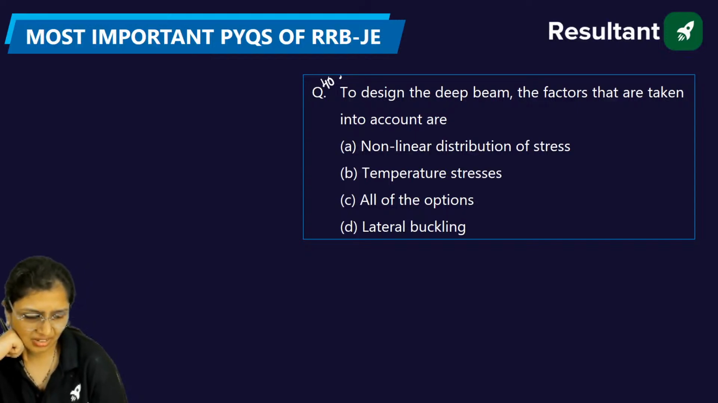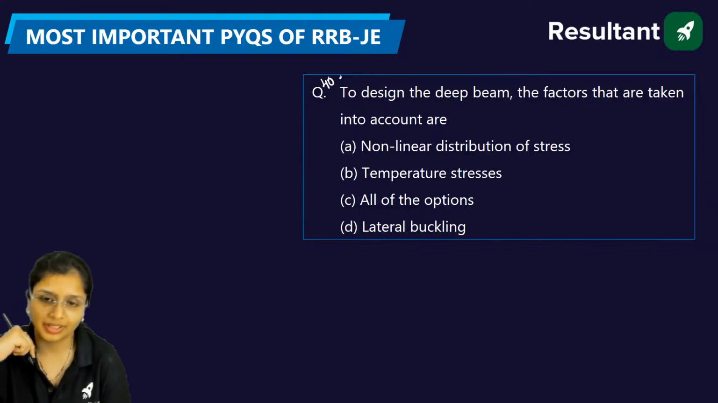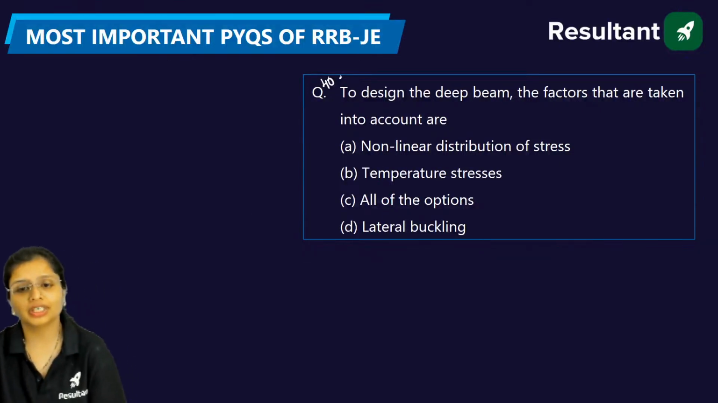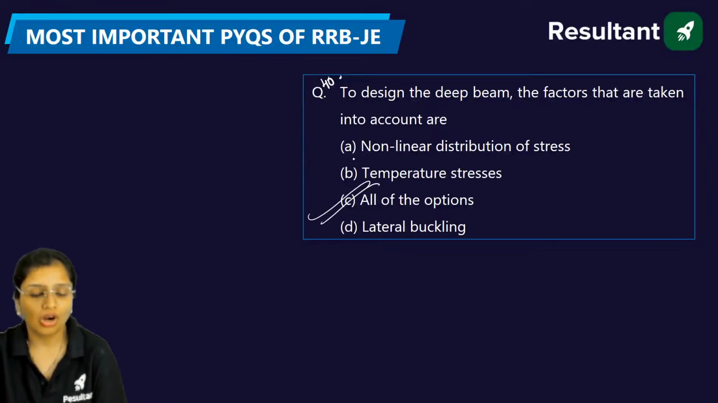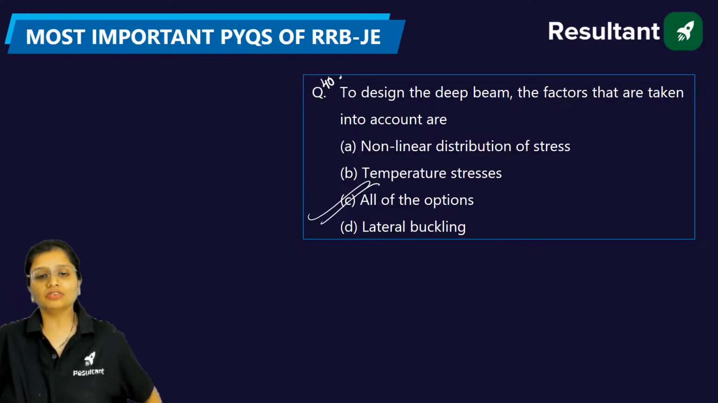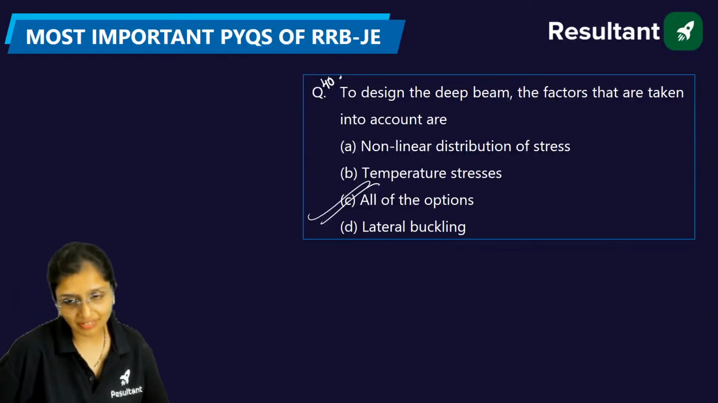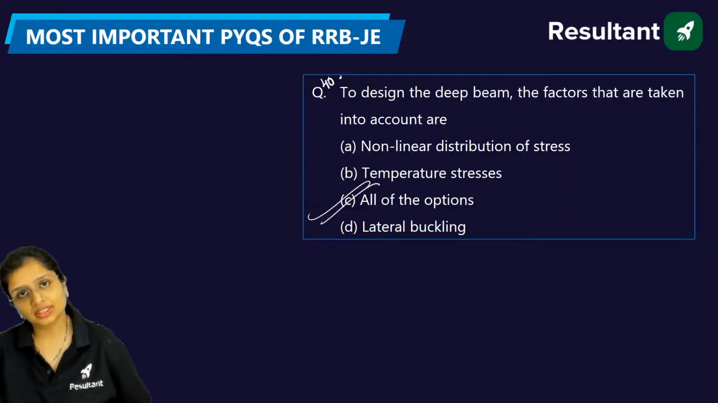All. Correct. So non-linear distribution, temperature, stresses, lateral buckling, all are taken into account to design the deep beam. So these were the 40 most important PYQs of RRB JE, guys, which we have discussed. So I guess this is clear for you.